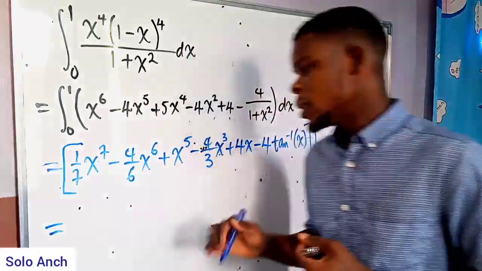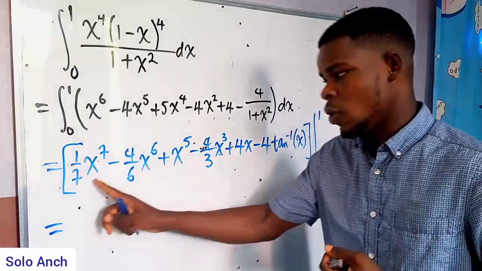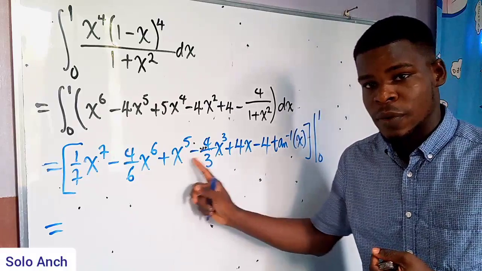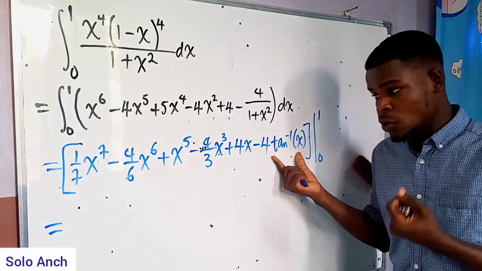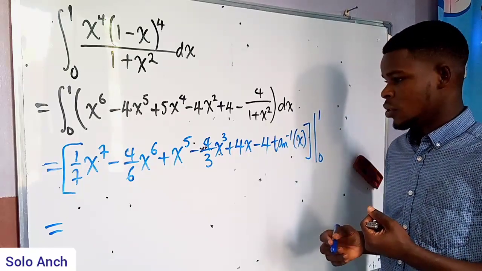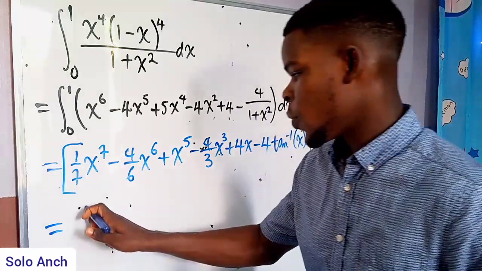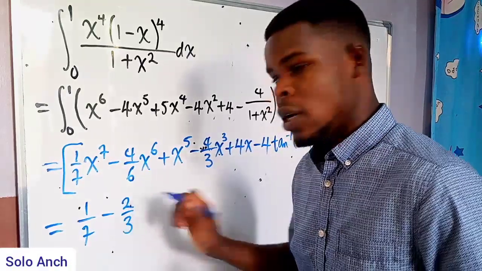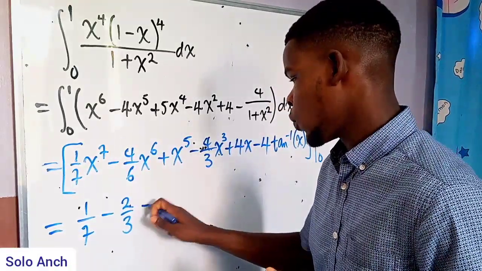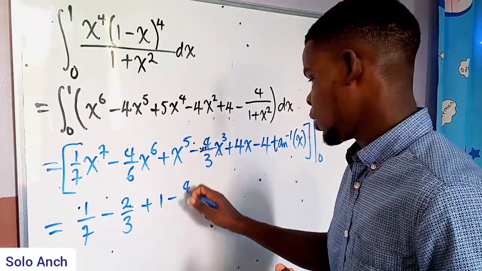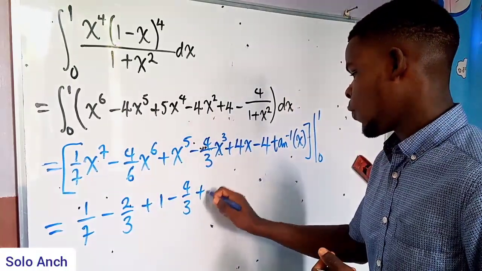Notice that all of these from here to here have x. So when we substitute 0, which is the lower bound, everything will be 0, and inverse tangent of 0 is also 0. So everything will be 0 when we substitute 0. So we'll just substitute 1 and continue. Substituting 1 here will give 1 over 7. And then we subtract, this is 2/3, and then we add 1. Then we subtract 4/3, and then we add 4.